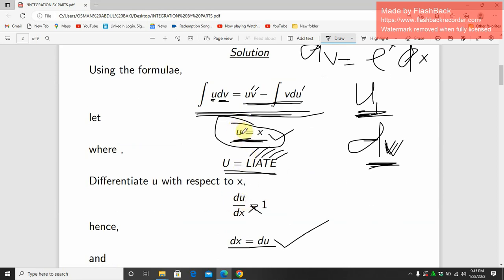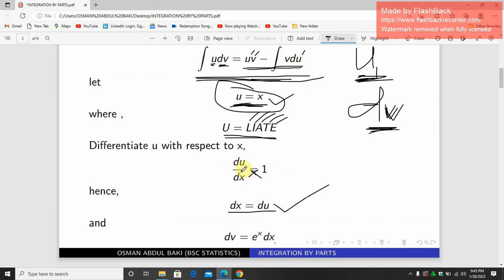Then you differentiate u with respect to x, and hence you find du dx is equal to 1. Then you make du the subject, because you will be putting the du inside this formula. Then you have to find your v and your u, and we have already found our u to be x. You have to find your du, and fortunately for us, it was just simple to get du.